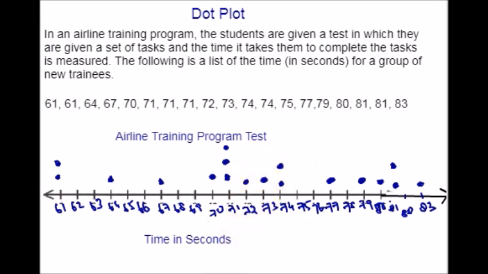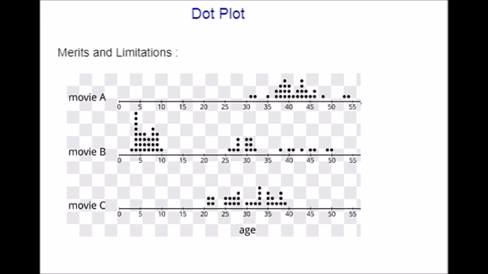So after completing the dot plot, you should be able to find the range, mean, median, and mode is very simple. The most frequently repeated data is called the mode. So what would be the mode here? 71. Yes.